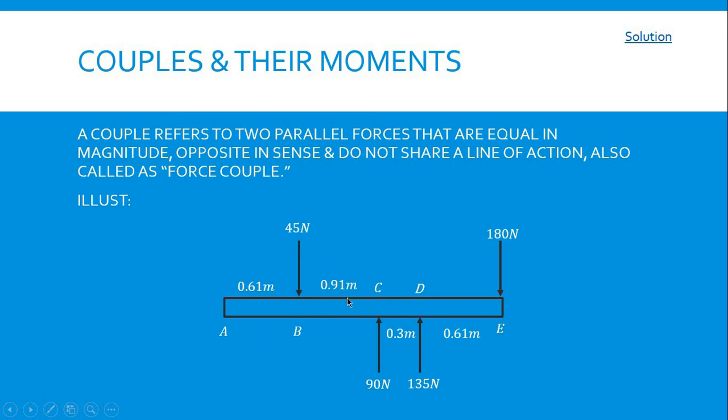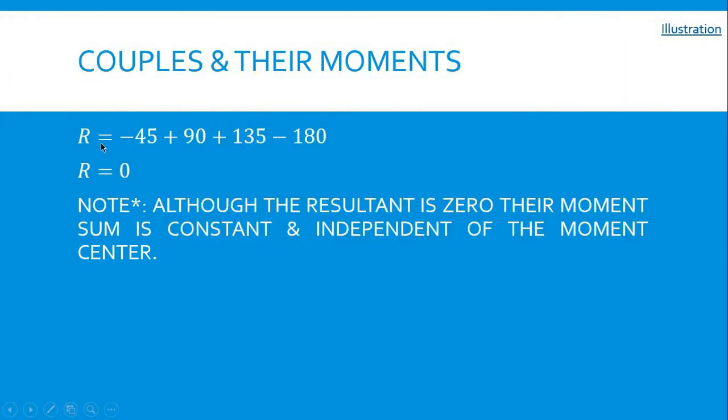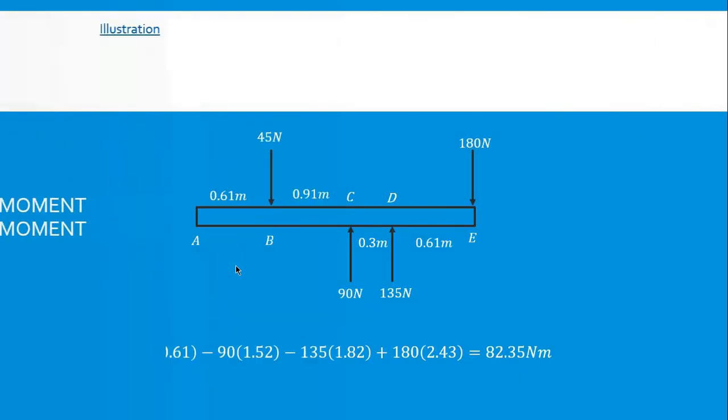So first, we need to get the resultant forces. First given is 45 Newton going down, 90 Newton going up, 135 Newton going up, and 180 Newton going down. So by getting that resultant, we will get an answer of 0. Take note that although the resultant is 0, their moment sum is constant and independent of the moment center, meaning to say that even if the resultant is 0, the moment force still has its value.